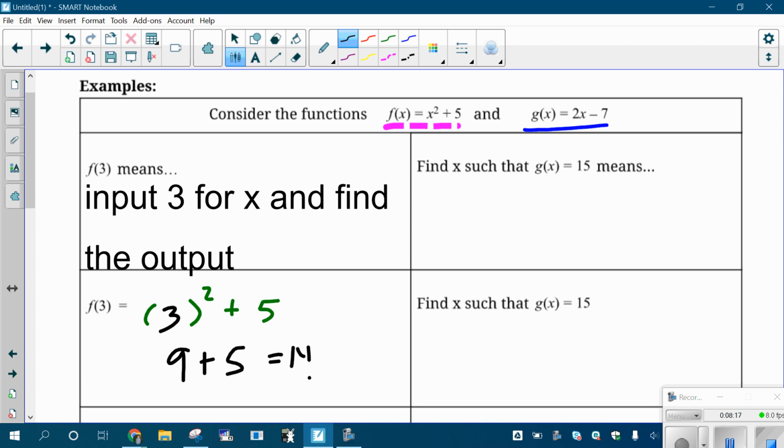If you want to write one statement together, you could write this. Again, being able to read this would be cool. What this says is f of 3 equals 14. When you input 3 into the f equation, you get out 14.